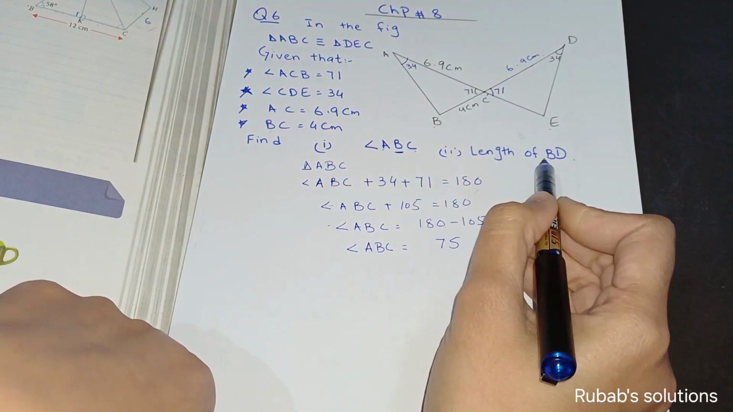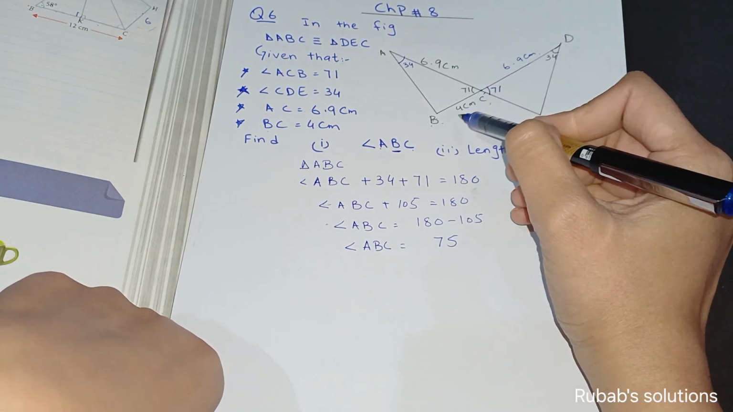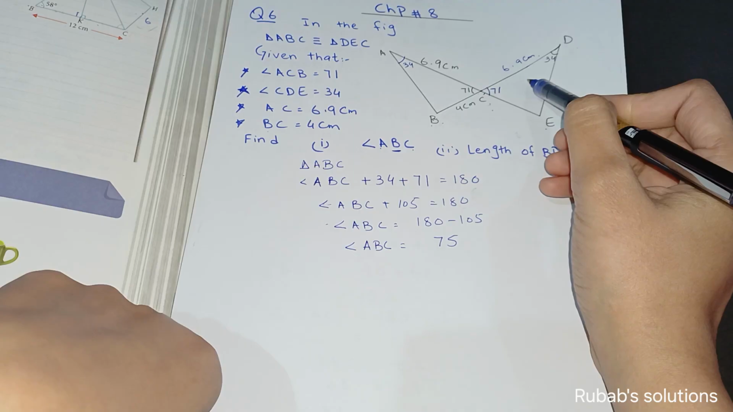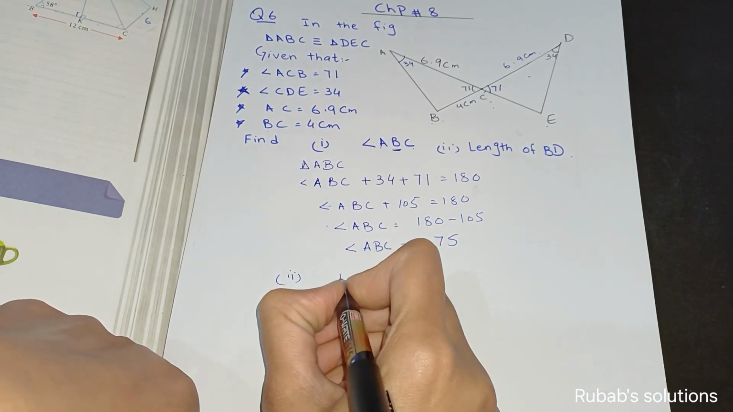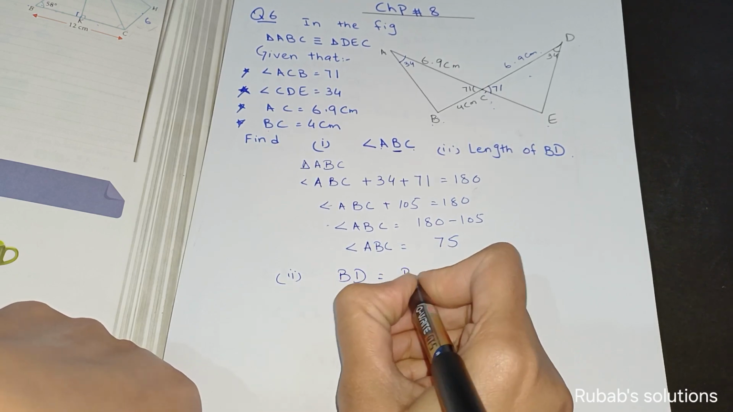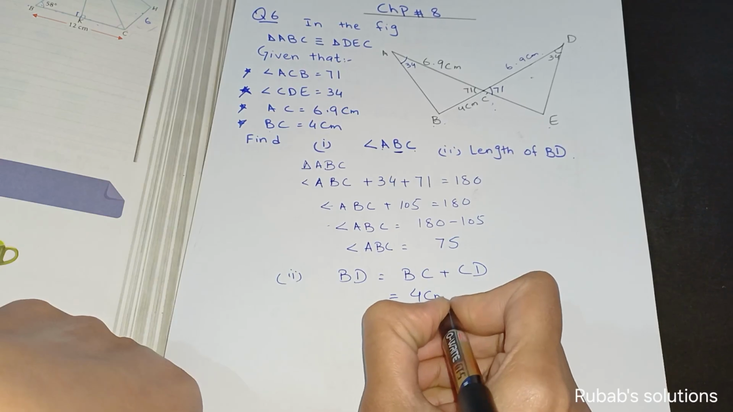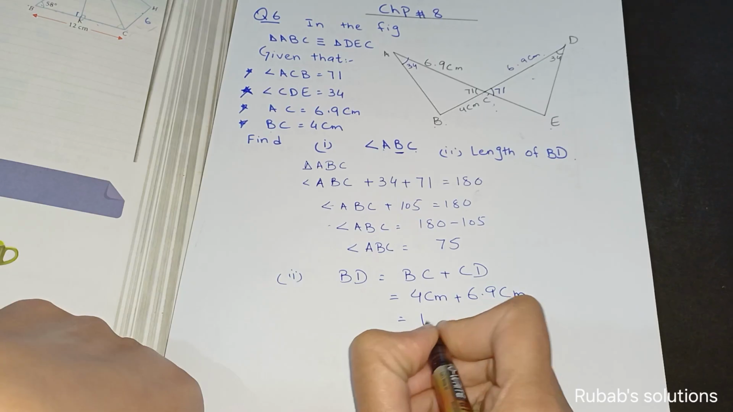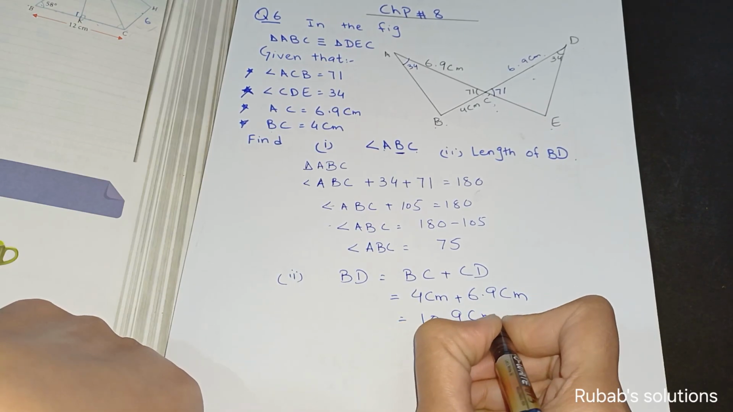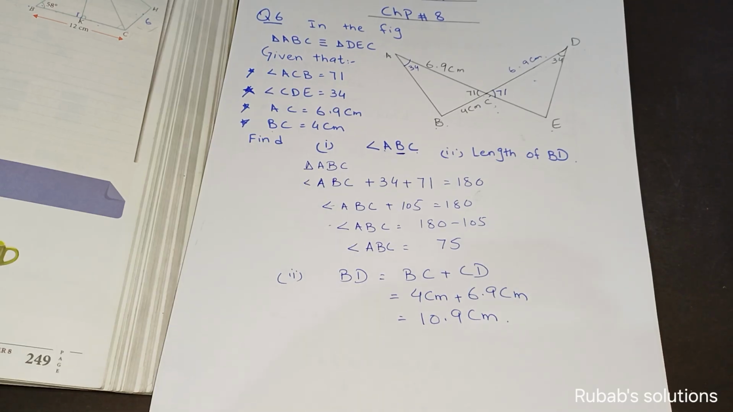Second answer, I have to find the length of BD. BD is a combination of BC plus CD. BC I know is 4 centimeter, and CD I know is 6.9 centimeter. So BD will be equal to BC plus CD, BC is given 4 centimeter plus 6.9 centimeter. So the answer is 10.9 centimeter. Try to solve these questions without a calculator, because often these questions will come in your paper 1. So this is a pro tip.